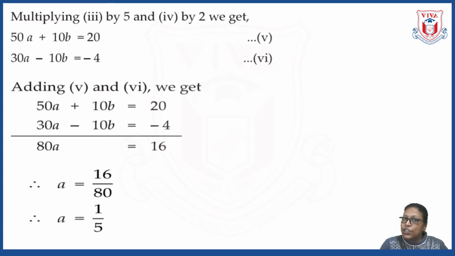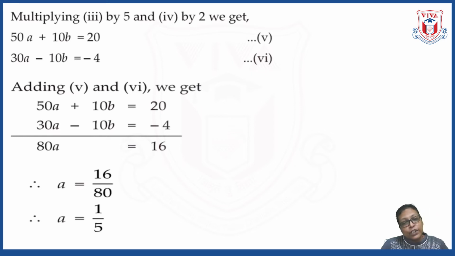Please note that it is 16 upon 80. Generally you think that the smaller number will appear in the numerator, but it is not so. You will see that 80 on the left hand side will come in the denominator on the right hand side. So the value of a is 16 divided by 80, that is 1 upon 5.